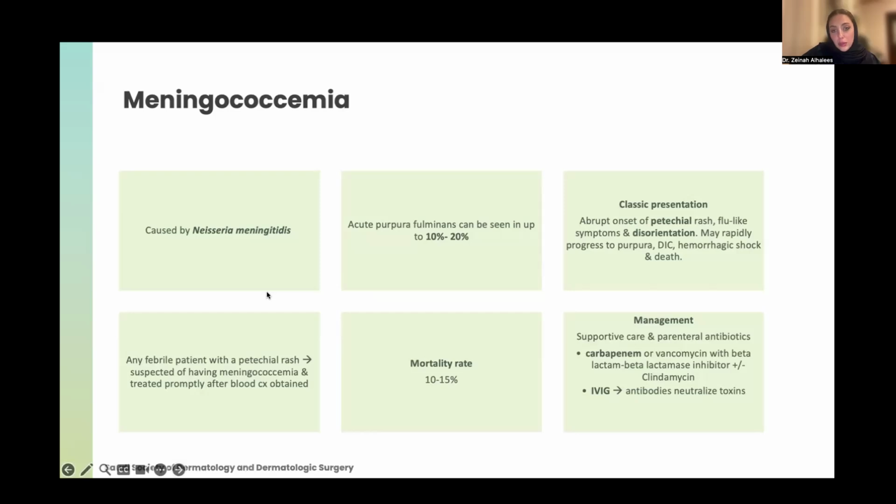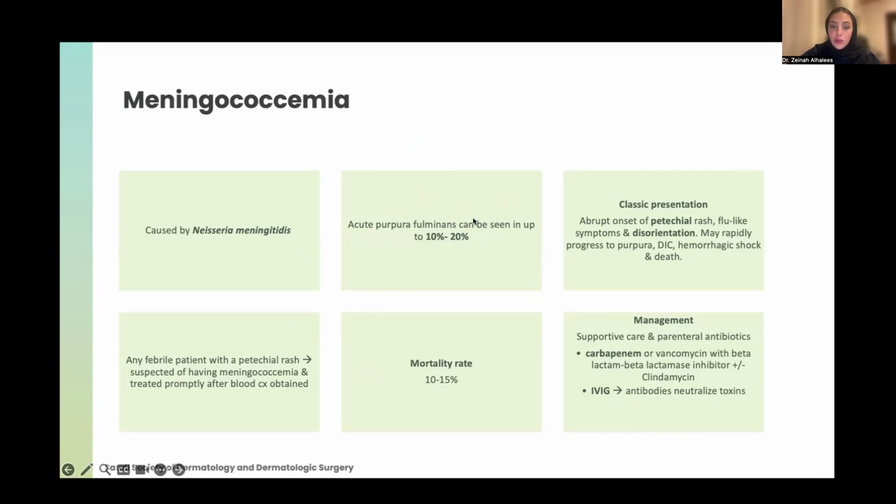Specifically, meningococcemia, we know that it's caused by Neisseria meningitidis. It's one of the causes of your acute purpura fulminans. The reason I'm mentioning it is because I think out of all purpura fulminans, this is one of the things that we see, especially with Hajj and the people coming from outside, and that's why we vaccinate. Obviously, we get the vaccine to prevent meningococcemia, especially during the Hajj period.